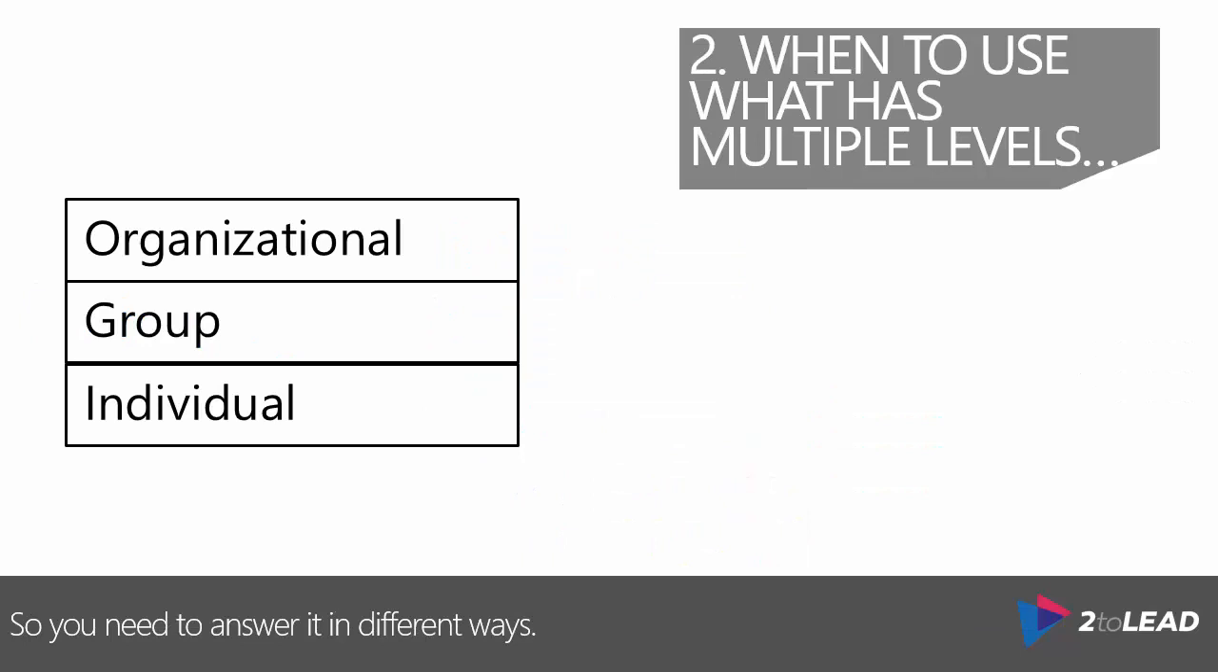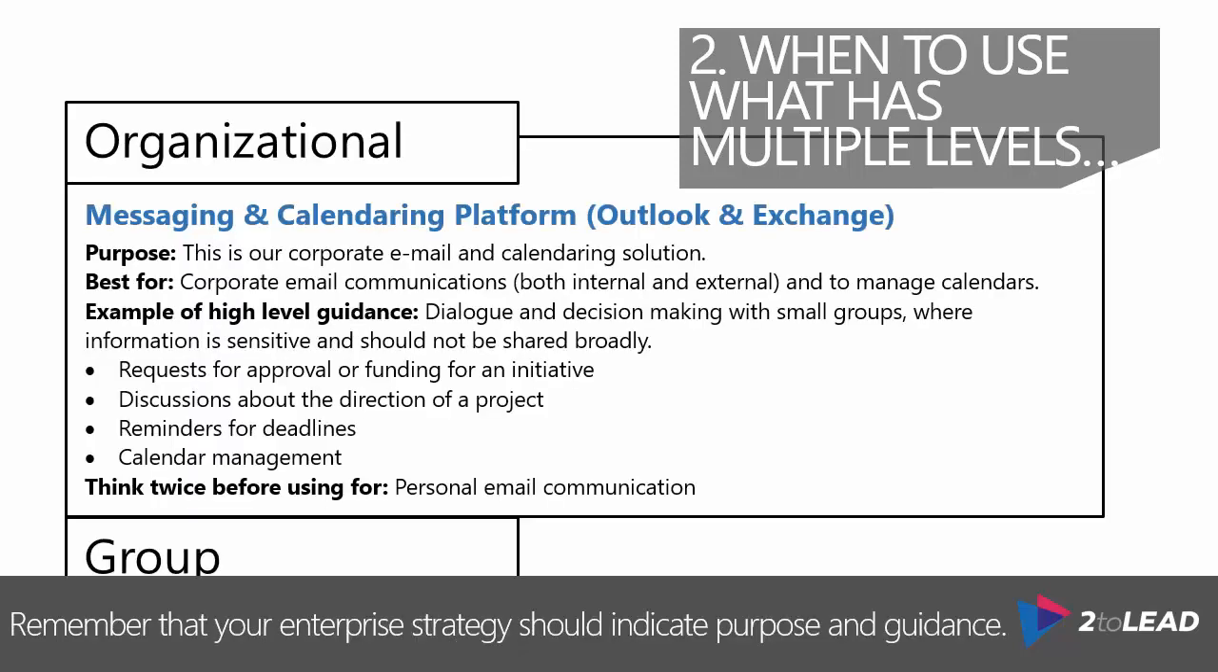The second challenge that we realized was difficult and had to be overcome was that you have multiple levels at which you have to answer this question. You answer at the organizational level with things like, hey, this is our strategic decision. We are deciding to use Exchange Online and Outlook for messaging and calendaring. And that's going to be our corporate email and calendaring solution. It's going to enable us to do this, this, and this. That's the high-level guidance. And then, of course, think twice before using it in this example for personal email communication.